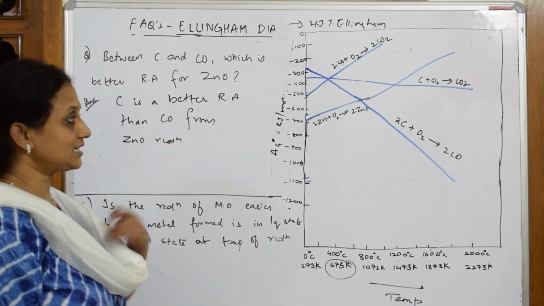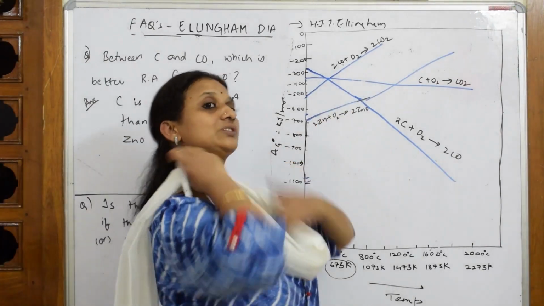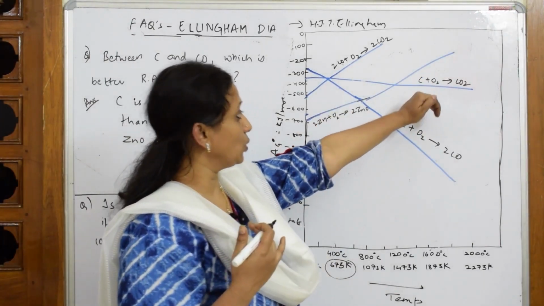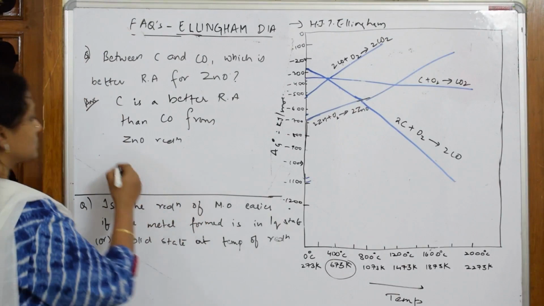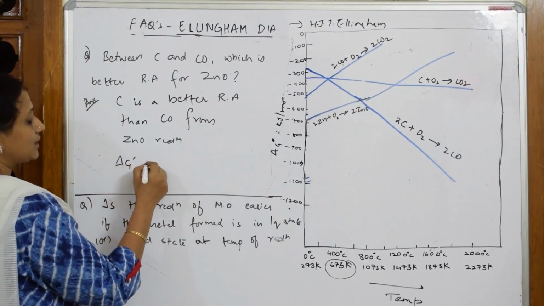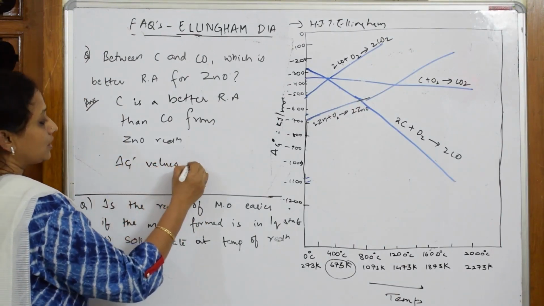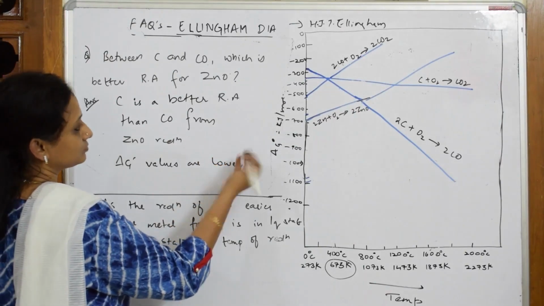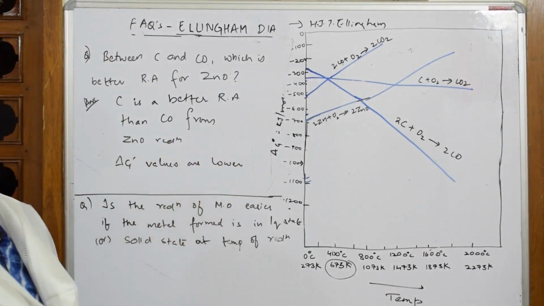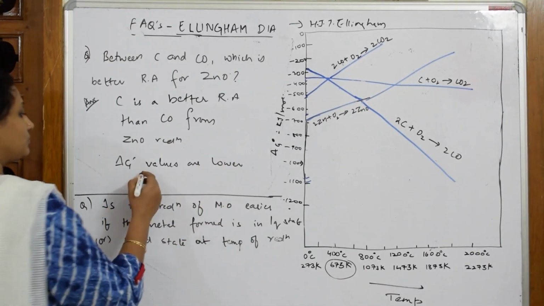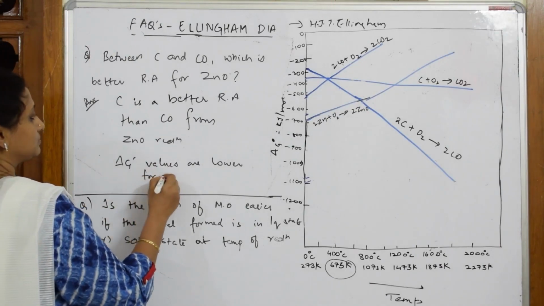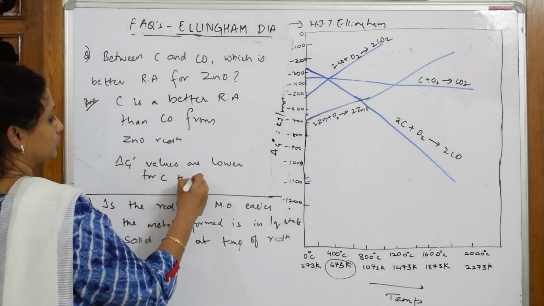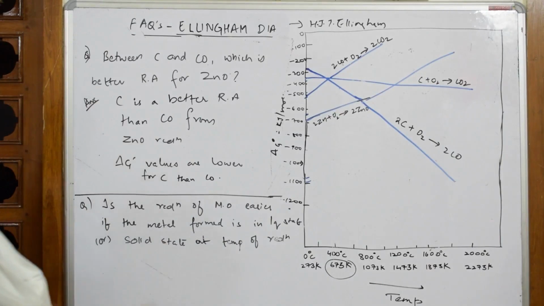Why? I already said the Gibbs free energy values are very much lower compared to zinc. So Gibbs free energy values are lower compared to zinc. Yes. For which one? Lower for carbon than CO. That's it. Let us see this question.